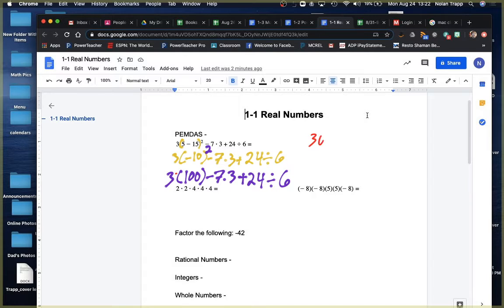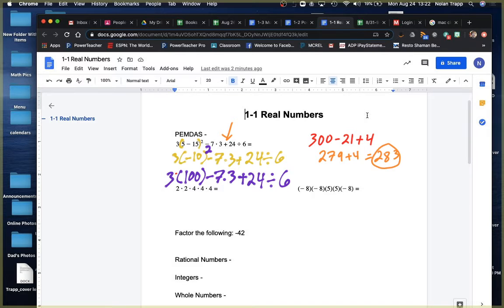So I have 300 minus 7 times 3 is 21. 24 divided by 6 is 4. Okay, so notice how I work that left to right. Right, I'm reading it just like it's on the page. Then addition, subtraction. Once again, I'm going to work that left to right. I have a couple things to show you here in a second, but I'll show you there when we get there. So 300 minus 21. 300 minus 20 is 280. Minus 1 more would be 279. Plus 4 would get me 283. So that thing that we just worked, this thing is 283.